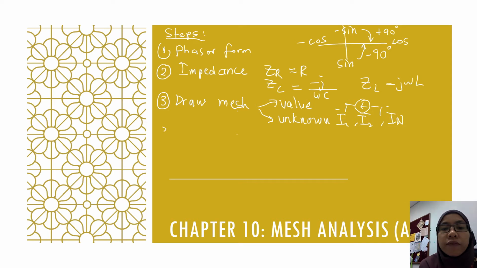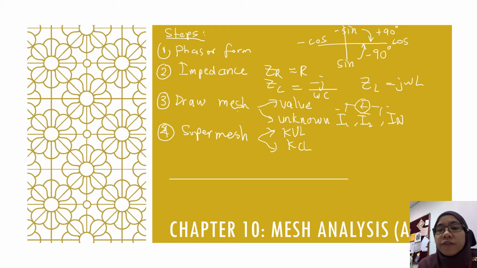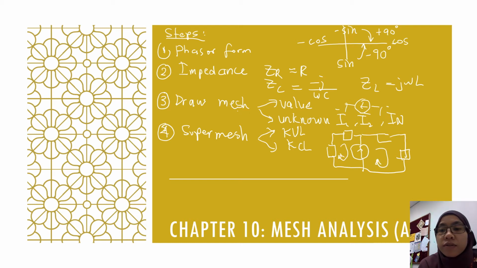Okay, number 4 is you need to identify the super mesh. If you found a super mesh, then you need to build up two equations, which is KVL and KCL. How to identify a super mesh? A super mesh is when you have a current source, whether this is independent current source or dependent current source, in between two loops. Then this one is a super mesh. There's two loops here, and you need to draw the boundary, the outer boundary of this.